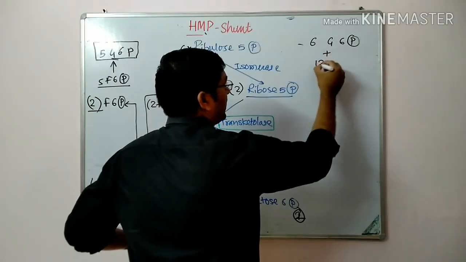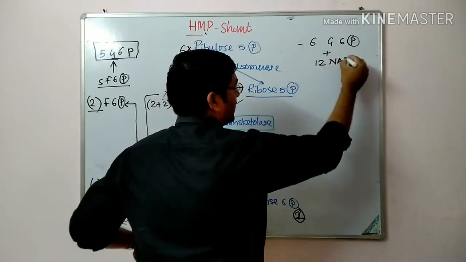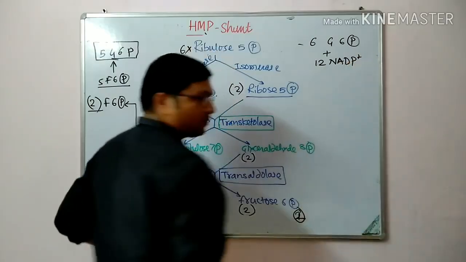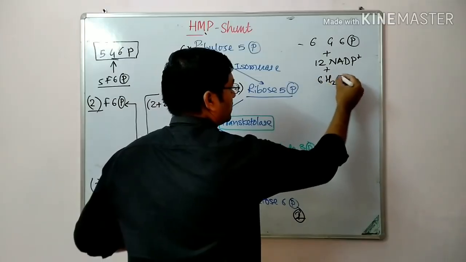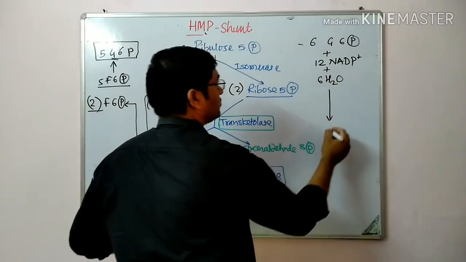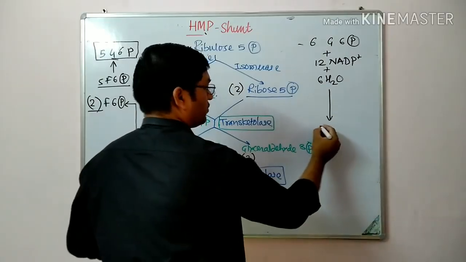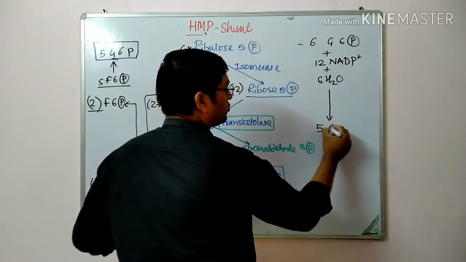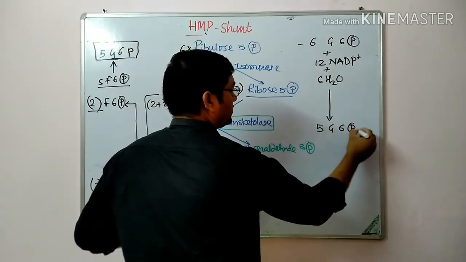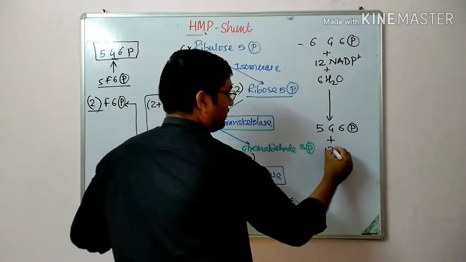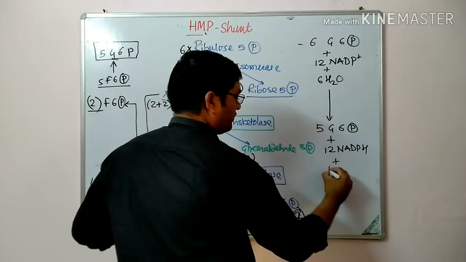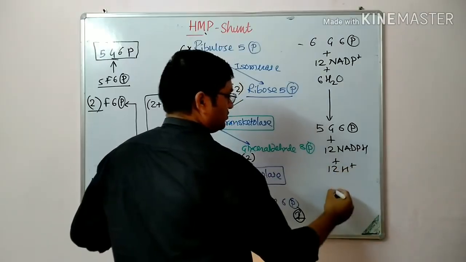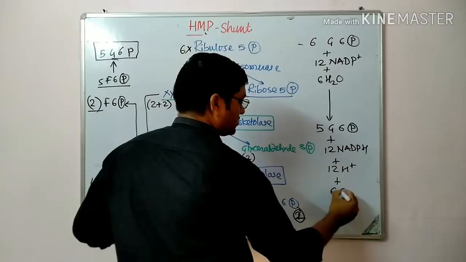plus 12 NADP plus 6 molecules of water. It will give you 5 molecules of glucose 6-phosphate plus 12 NADPH plus 12 H ions plus 6 CO2.